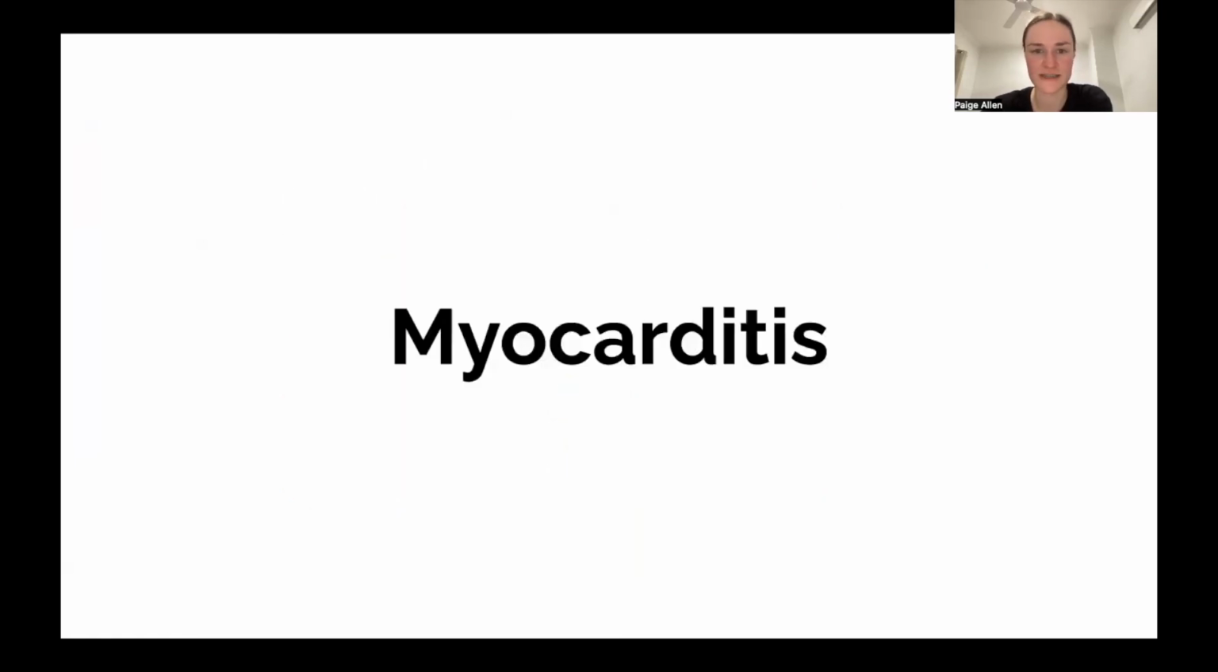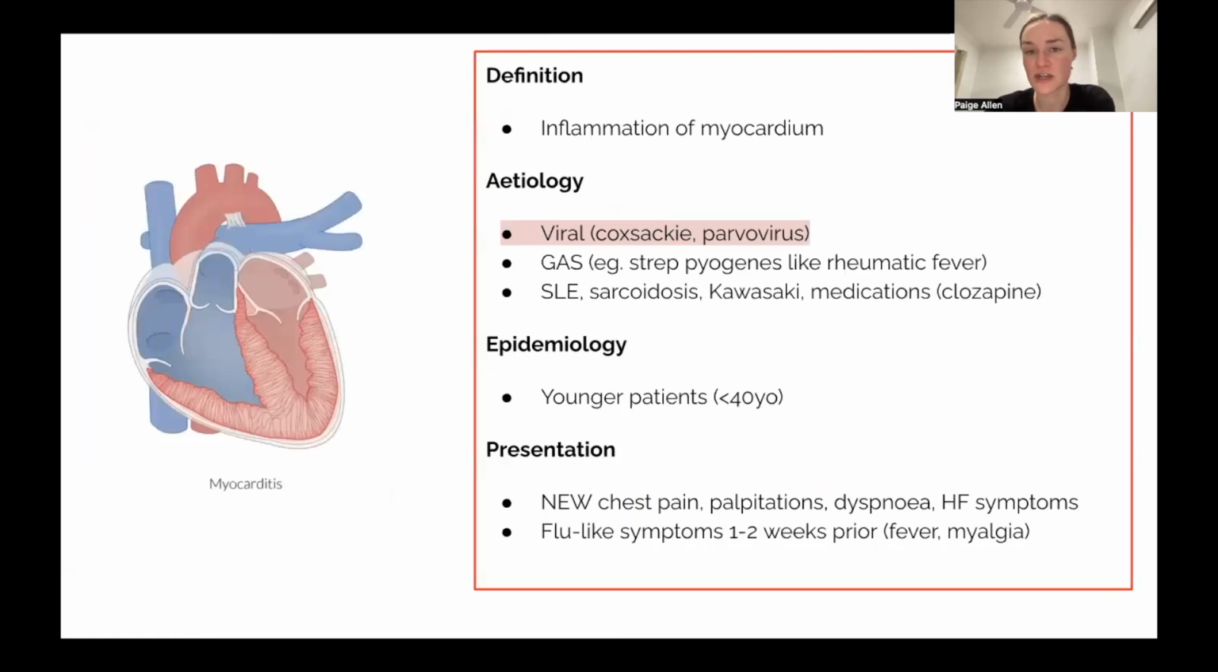Cool. Myocarditis. Myocarditis is just inflammation of the actual muscle layers, the myocardium. The vast majority of the time it's viral, and usually the culprits are Coxsackie and parvoviruses. It can be from rheumatic fever, like we talked about earlier, so that's your GAS. Or it can be from some weird and wonderful things, like lupus, sarcoidosis, Kawasaki, which is a pediatric condition. Medications like clozapine can cause myocarditis as well.